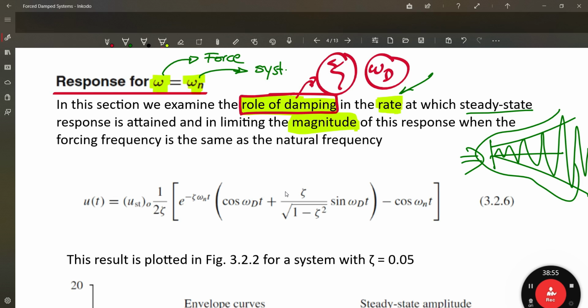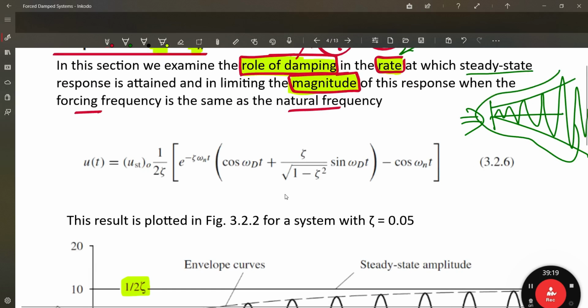Okay, so now I want you to highlight these keywords here because really they are very important. The role of damping is related to the rate and the magnitude: the rate at which steady state response is attained, and limiting the magnitude of the response when the forcing frequency equals the natural frequency.